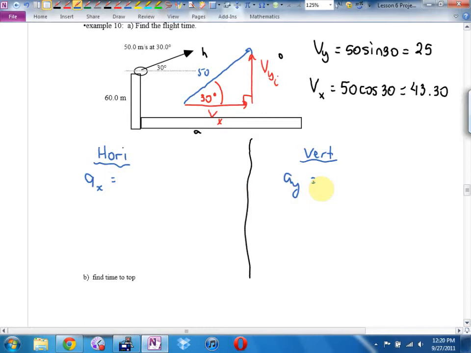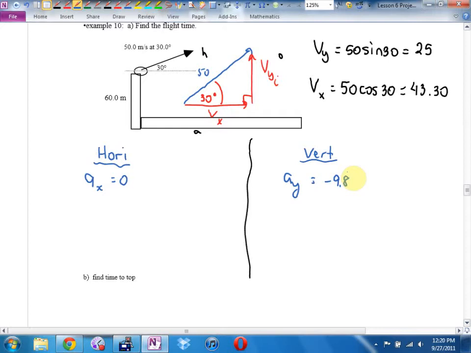Justin, what's the horizontal acceleration, kiddo? Too slow. What's the horizontal? It needs to be almost that quick. Horizontally, what's happening? What did we say? What's the horizontal acceleration? Zero. I get to fill that in. What's the vertical acceleration, Justin? Always? Negative 9.8, you said? Okay.